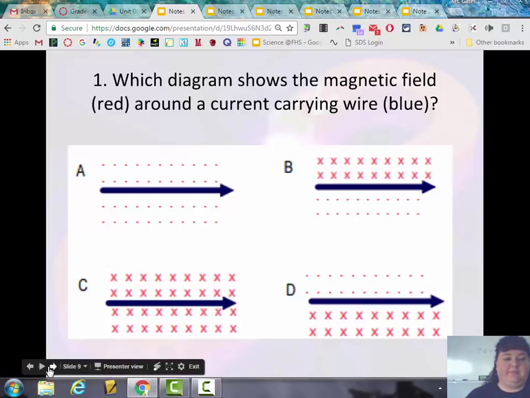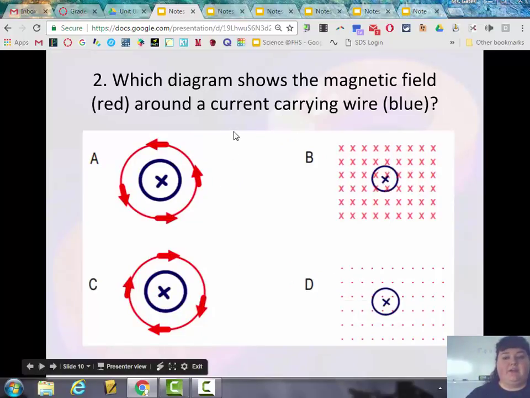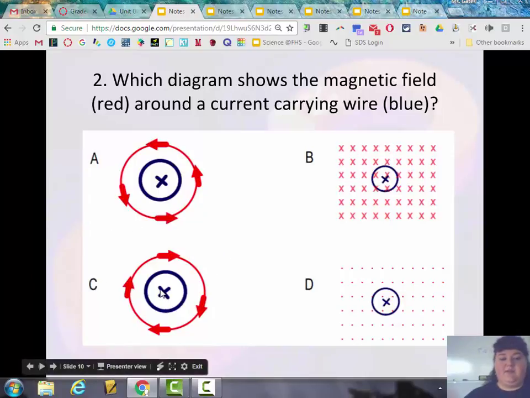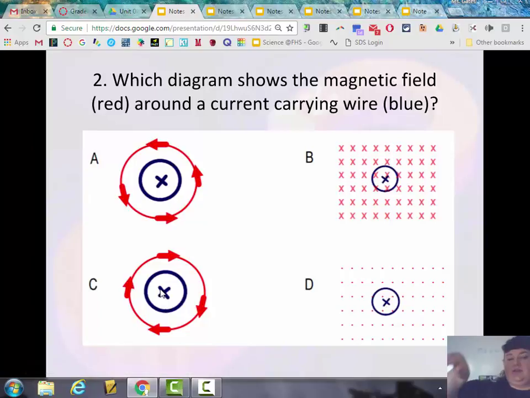Okay, let's try another one. Here we have a current, which is represented in blue as the X, and red is the direction of the field. So my thumb should be an X, and remember, X means into the page. So my thumb should be pointing inwards. My fingers are going to curl in the direction of the field, so my fingers are curling from right to left around my wire. So my answer should be C. My thumb is pointing inwards, my fingers curve to the right, and then back around on the other side. So C for number 2.